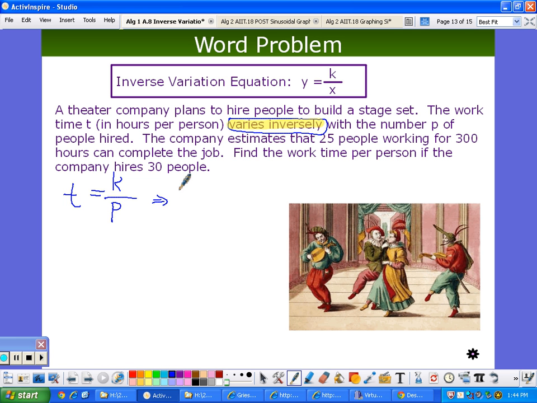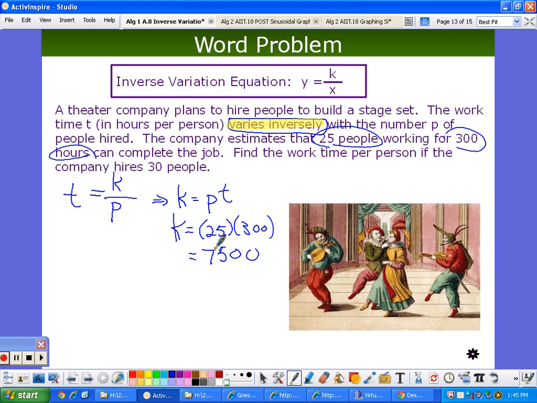For these, I tend to rewrite them as k equals the multiplication of those two things, and I'll show you why in a moment. It makes this problem so much easier. It says that 25 people work for 300 hours to do this job. So I can find k now: 25 times 300, 7,500. So that's k. So 7,500 equals P times T, or you can write it the other way. However you want to do it, it's all equivalent.